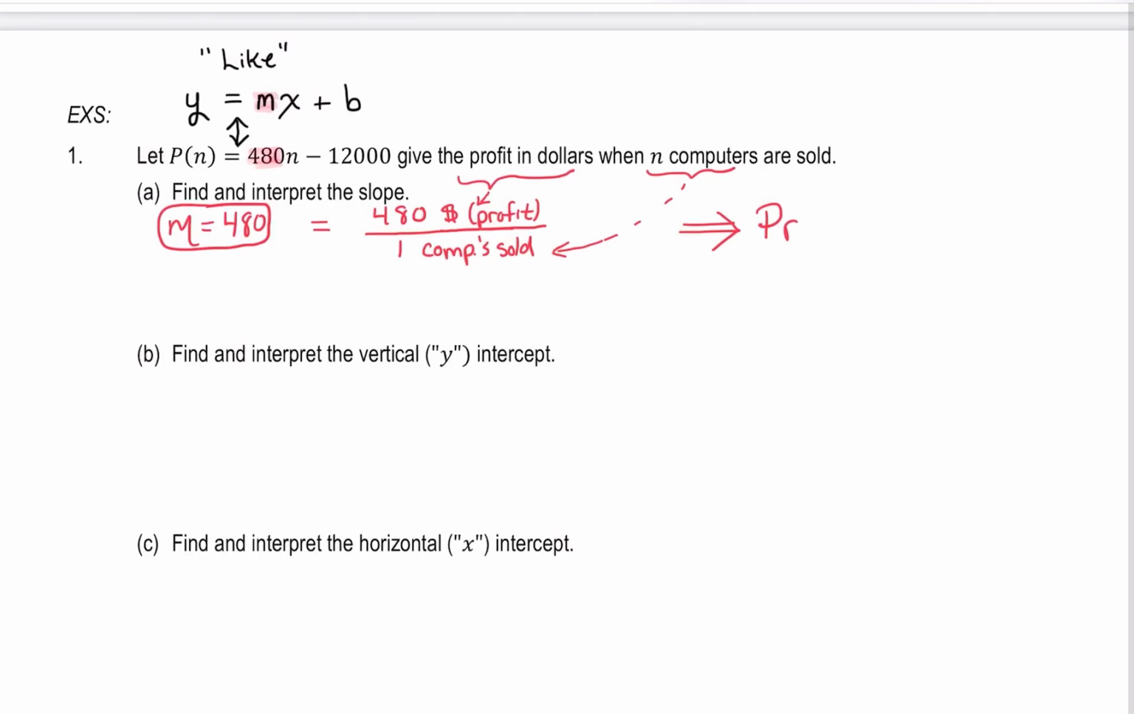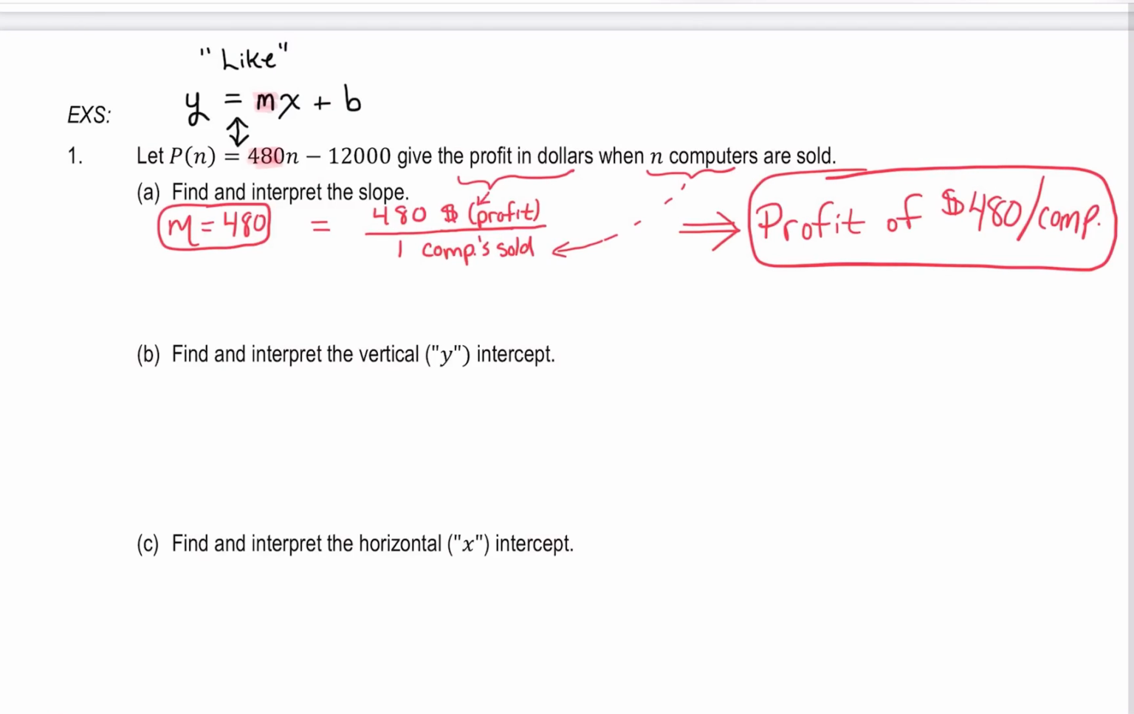So we have a profit of $480 per every one computer, or just computer, sold. I ran out of room there, but I think you get the idea.